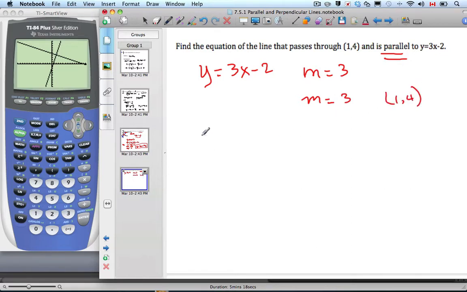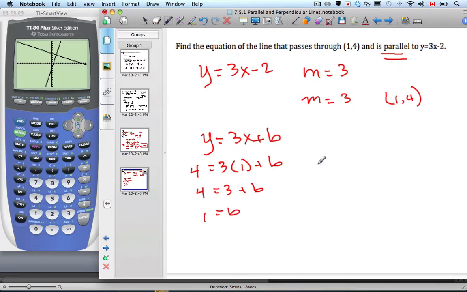Easy enough. We plug into y = mx + b, so we have y = 3x + b. We plug our 4 in for y and our 1 in for x, plus b. This one's easy, no fractions. b is 1. So our equation is y = 3x + 1.